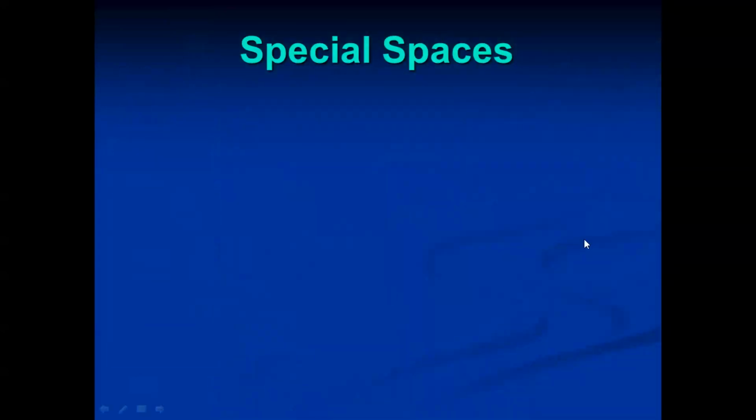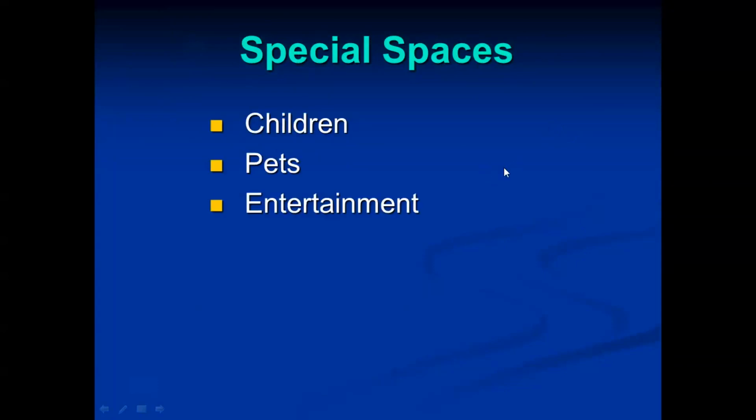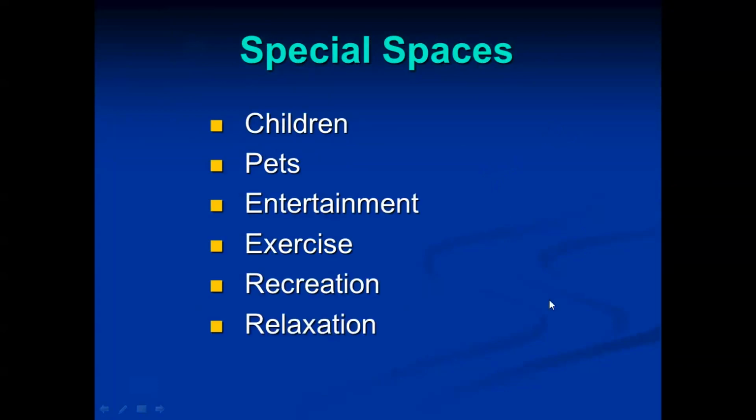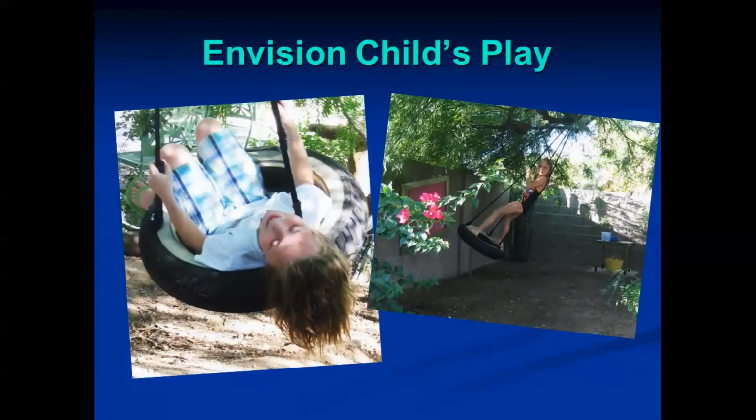There are some special spaces that you might want to think about, especially if you have children or grandchildren or pets, or maybe you just want a place to entertain, or, ooh, is that a dirty word, exercise, recreation, or relaxation. These are all areas that you might want to incorporate into your landscape, depending on your needs. So for kids, this particular homeowner had a big mesquite tree in their backyard, and they hung a tire swing in it, and the kids just had a great time playing on that.